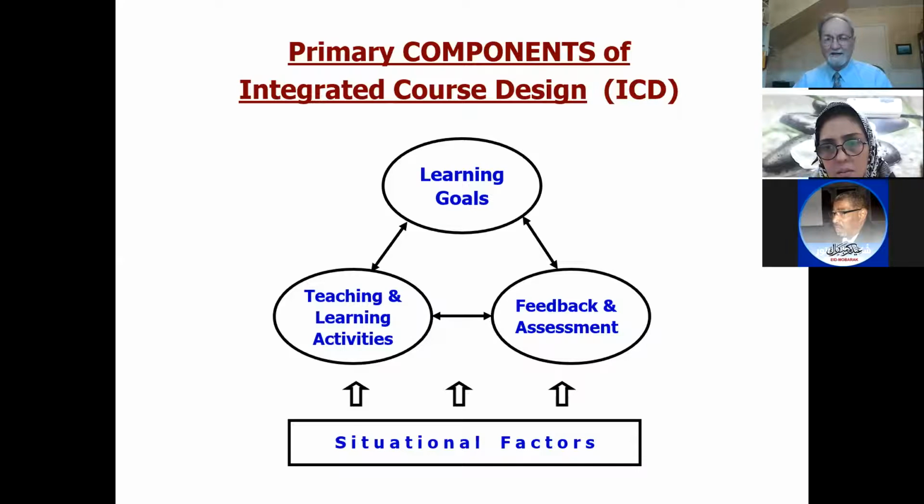Then you use the information you gather about those situational factors, represented by the three vertical areas there, to make your three big decisions, represented by the three circles. The first decision you have to make is the one at the top. What do you want students to have learned by the end of the course? That is your learning goals. Once you have gotten clear about that, then and only then are you in a position to answer the questions about the teaching and learning activities. What will students have to do to learn about and achieve these learning goals?